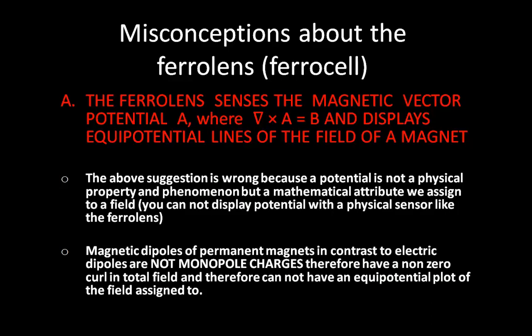Hi, I'm making this video to address some misconceptions I came across on the internet, and I find it important to clarify matters. So here we see the first. I read here that the ferrolens somehow senses the magnetic vector potential A, which is defined by this Maxwell equation here.